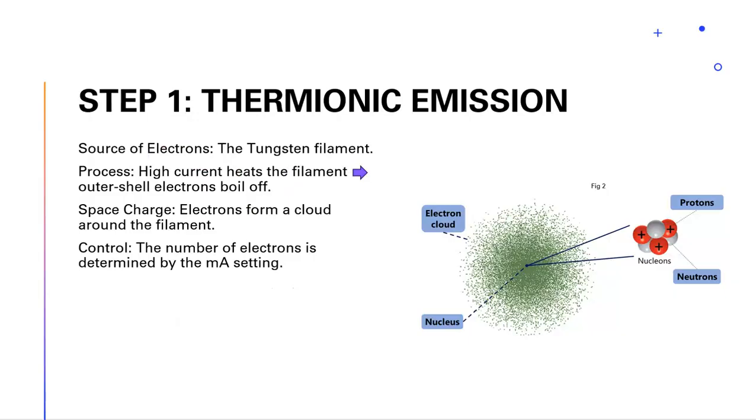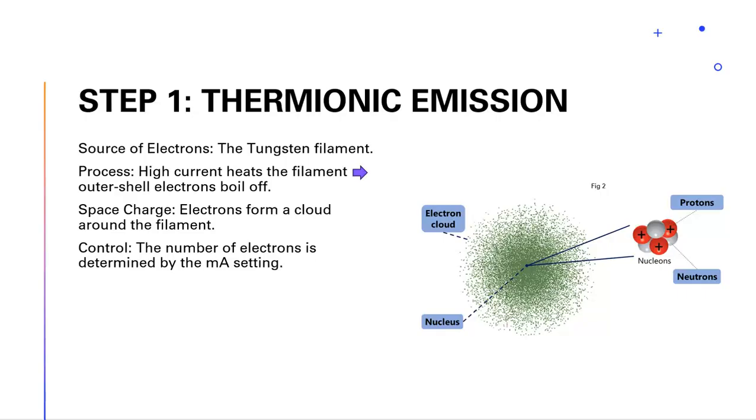Step 1 of our journey is gathering our ammunition, a process scientifically known as thermionic emission. Think of the tungsten filament like a heating element in a kitchen toaster. As we apply a high current, the filament gets white hot, and the outer shell electrons literally boil off the surface. However, they don't just fly away yet. They form a space charge cloud hovering right in front of the filament in a state of electrostatic equilibrium. This is our reservoir of potential X-rays.